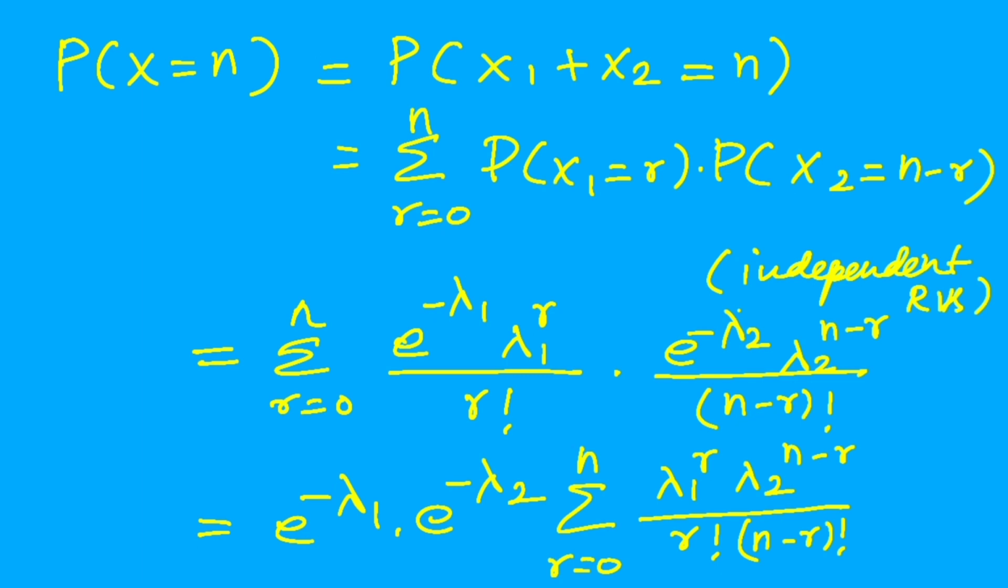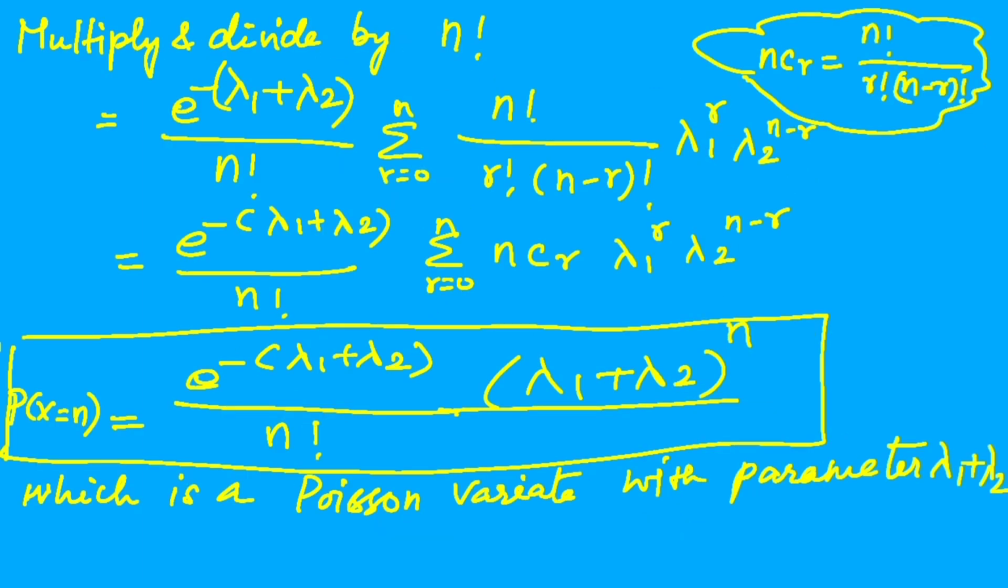Probability of x1 equal to r and probability of x2 equal to n minus r can be multiplied because these two variables are independent. We write the corresponding probability values here, and e power minus lambda1 and e power minus lambda2 are taken out. The balance entries are given here. Now we multiply and divide by n factorial. This is because the denominator contains r factorial and n minus r factorial, which are familiar terms related to nCr.